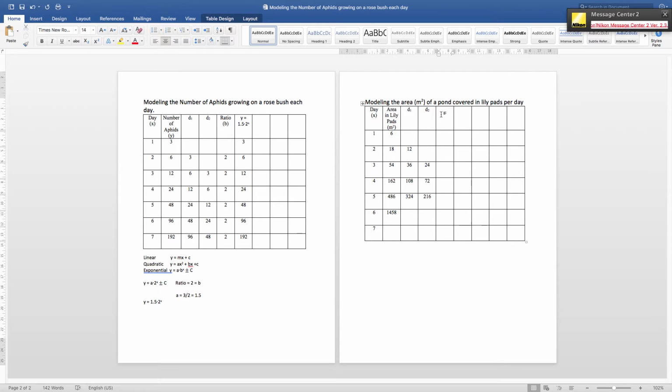So now we're going to look at the ratio. So I'm going to divide 18 by 6, which would be 3. I'm going to divide 54 by 18, which would also be 3. I'm going to divide 162 by 54, which would also be 3. So what this tells us, in this exponential function, is that the b value is going to equal 3.